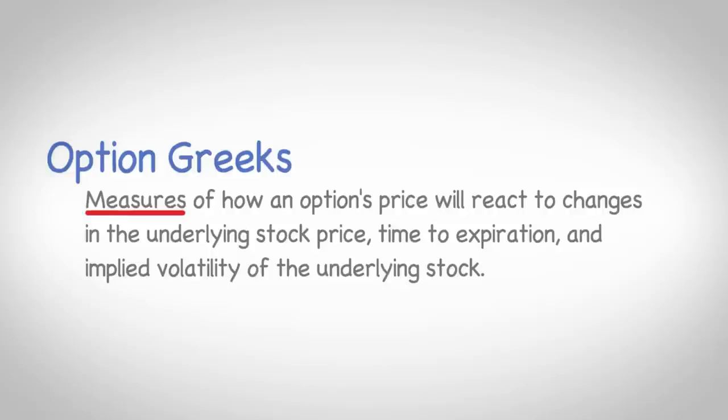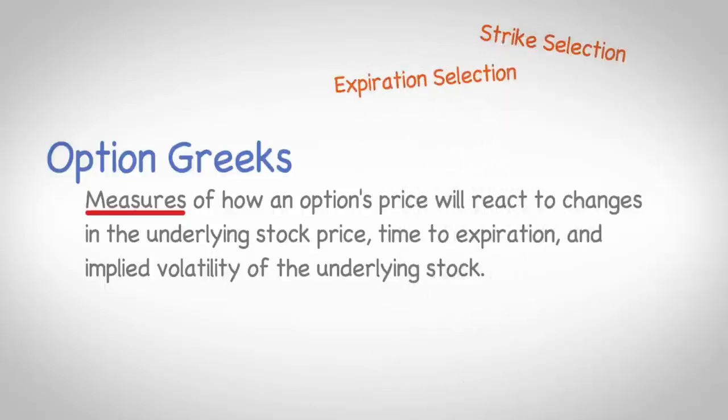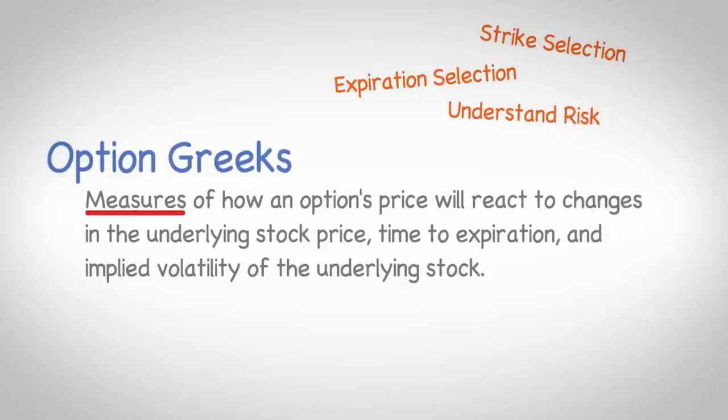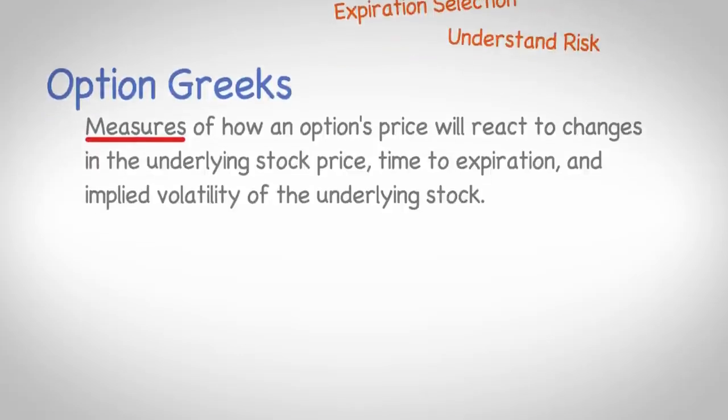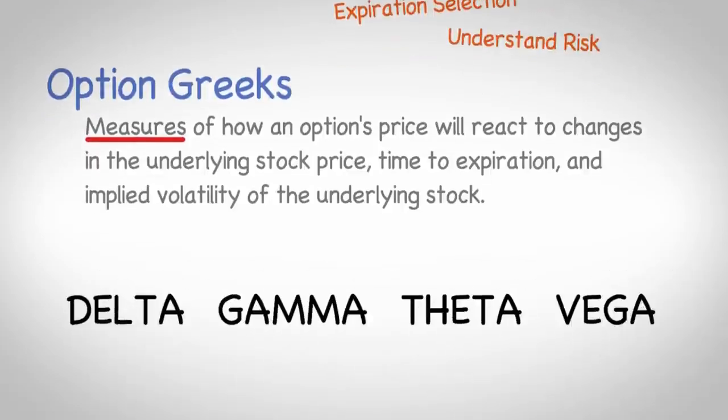These option Greeks are important to learn and understand because they actually help us choose which strike prices and expirations to select when placing trades. And they also help us understand our risk, which is crucial to successful trading. There are 4 main option Greeks: delta, gamma, theta, and vega. Let's first talk about delta.